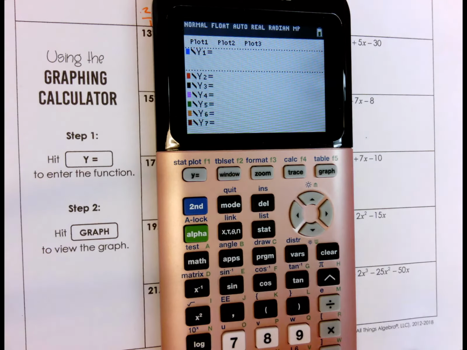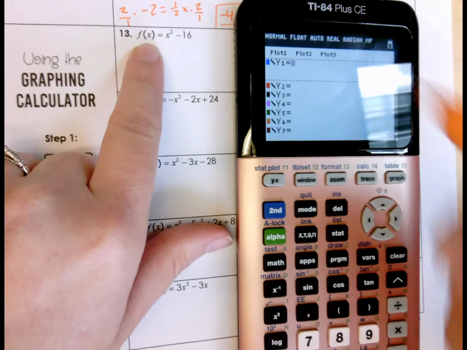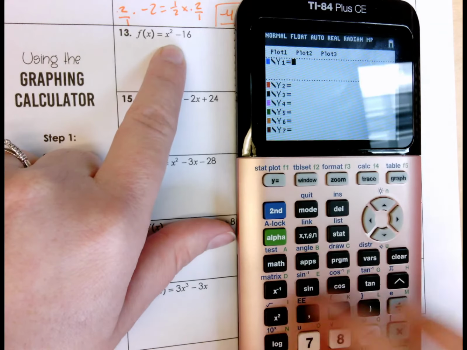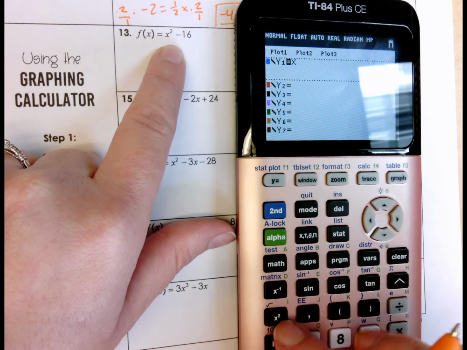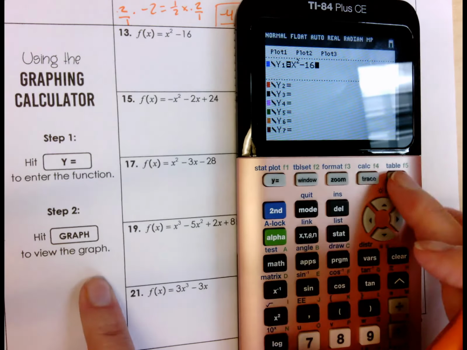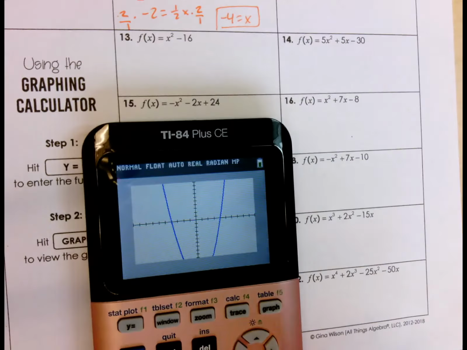We're going to put in the function, whatever it is. So instead of y, we have f of x equals. Here we have y equals. We're going to plug in x. Here's our x button right here. Okay, squared. Here's the squared button. And then minus 16. And then once we have it entered, we press this graph button right here at the top. And now we can see where it crosses.